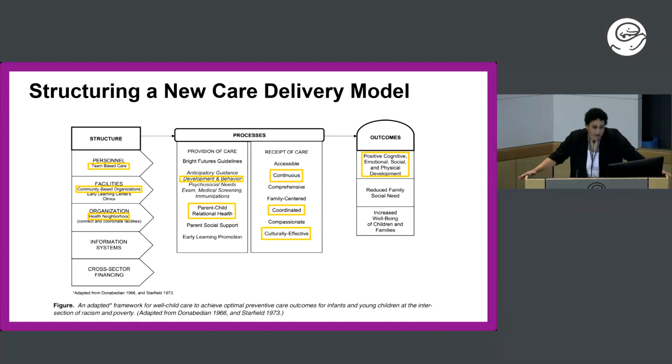So in doing that, what this is looking to address is several of these components of this framework. So team-based care, working with those community organizations, that health neighborhood, really drawing on all of the resources that are already available, and then really looking at improving the parent-child health relationship, all of these things that we would like to see.